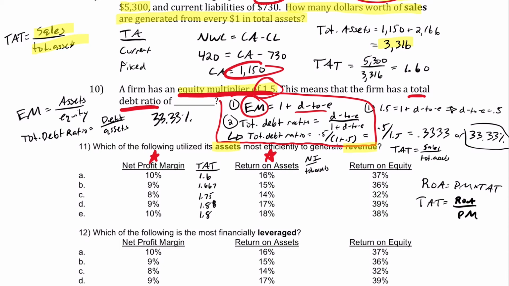And so which of these companies utilize its assets most efficiently to generate revenue? It would be the highest total asset turnover. So in this case, it would be company D.